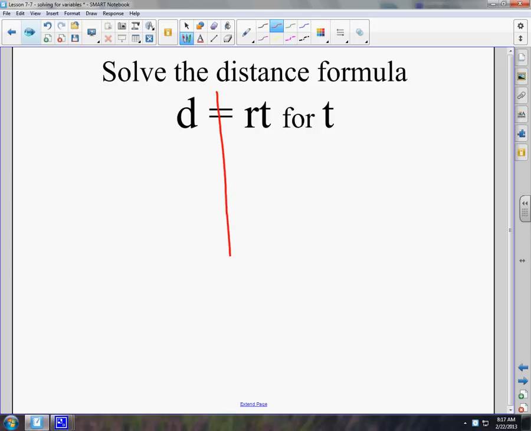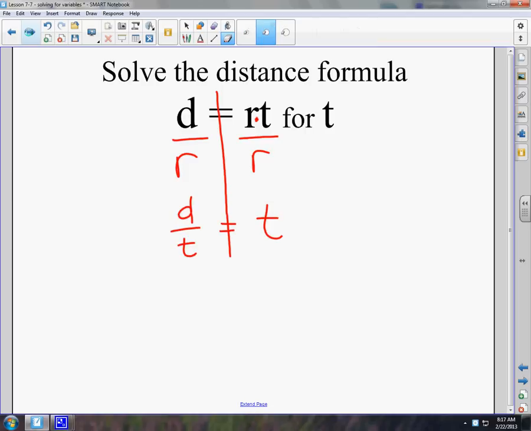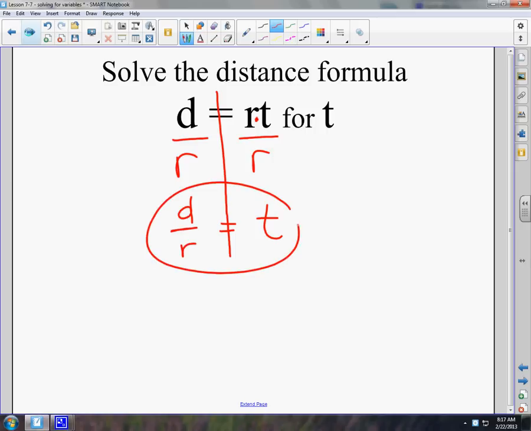All right, so I'm going to draw my line, and this is multiplication. So if it's R times T, I'm going to divide both sides by R, and then I have my answer. It's that simple, D over R. And then you're done. You have your T by itself. Whenever they say solve for this letter, you always want to make sure that letter is by itself on one side of the equation.